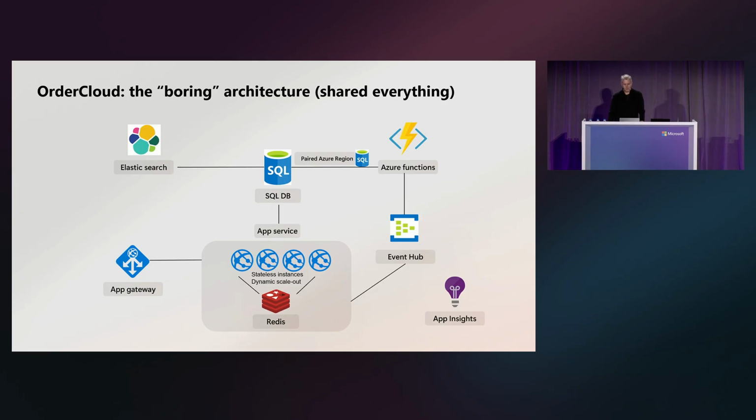I bet 80% of web API infrastructure diagrams look exactly like this. The magic isn't in the architecture diagram, it's in the decisions that you can't see. Here's where it gets interesting. OrderCloud is multi-tenant SaaS. Every single one of our customers, hundreds of organizations, share this exact infrastructure. New tenant signs up, 1 row in a database, and that's it. No provisioning delay, no new resources, no spinning up architecture.